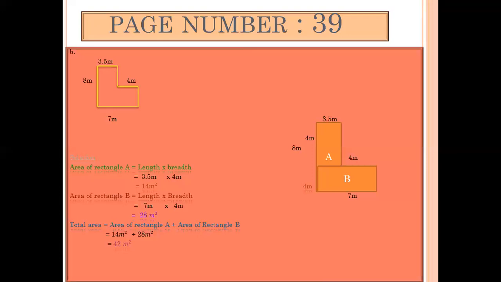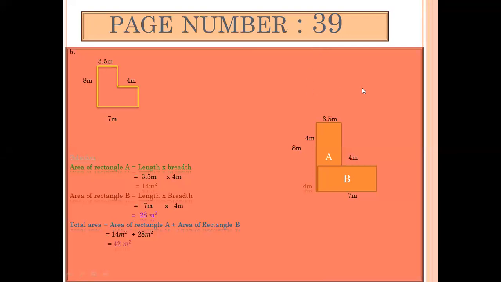Again, we convert this composite shape into two basic shapes, two rectangles A and B. And you see in the diagram, when I convert the composite shape into two rectangles A and B, the 8 meter length is divided into two parts, 4 meter and 4 meter.